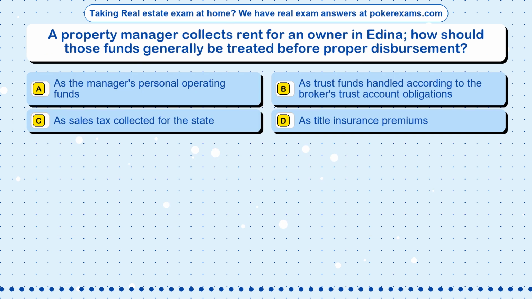Question 6. A property manager collects rent for an owner in Edina. How should those funds generally be treated before proper disbursement? Option A, as the manager's personal operating funds. Option B, as trust funds handled according to the broker's trust account obligations. Option C, as sales tax collected for the state. Option D, as title insurance premiums.